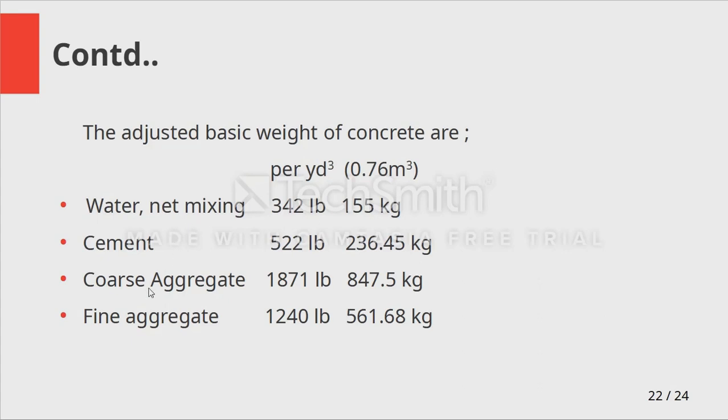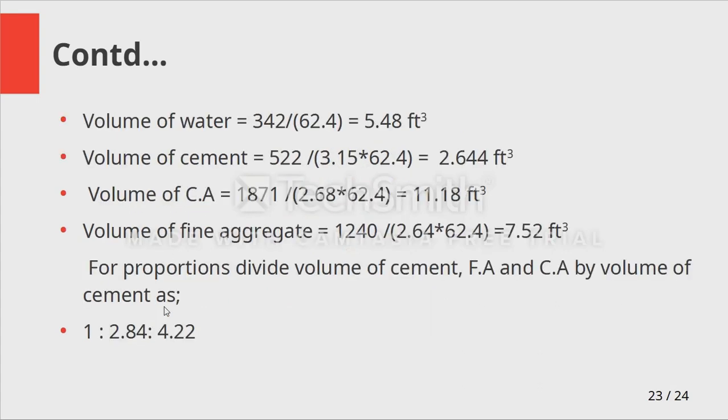Similarly for the cement, coarse aggregate, and fine aggregate, you can also estimate the volume if you want. Just divide the weight of each ingredient by its specific gravity multiplied by the specific weight of water, so you will get the volume of each ingredient. For example, for cement the weight per cubic yard was 522. If you divide it by 3.15, which is the specific gravity of cement given in the question, and the specific weight of water, you will get the volume of cement. Similarly for coarse aggregate and for fine aggregate.